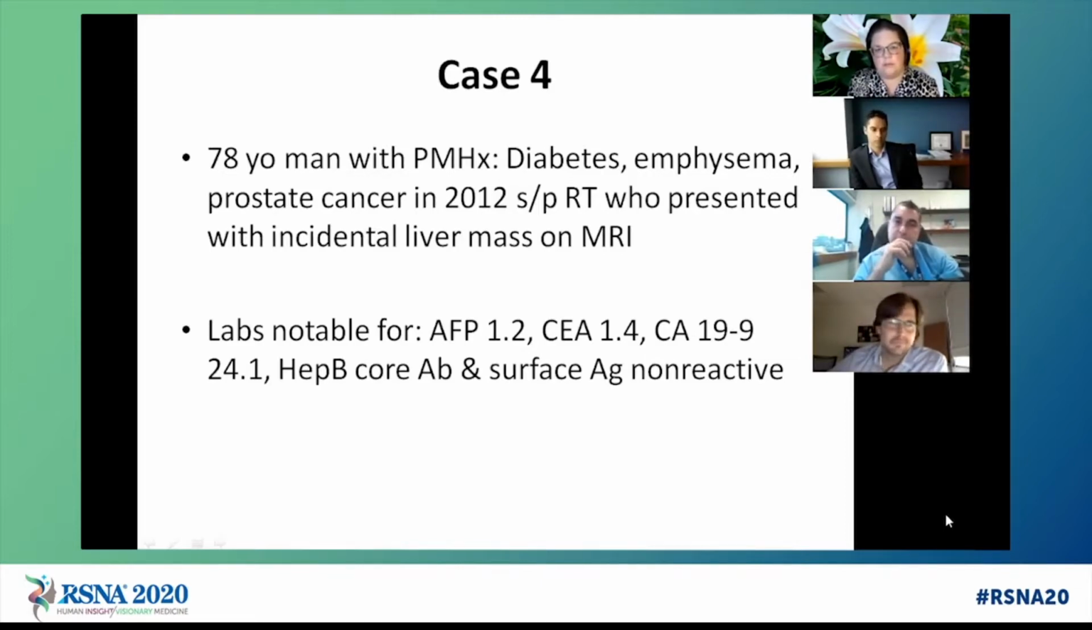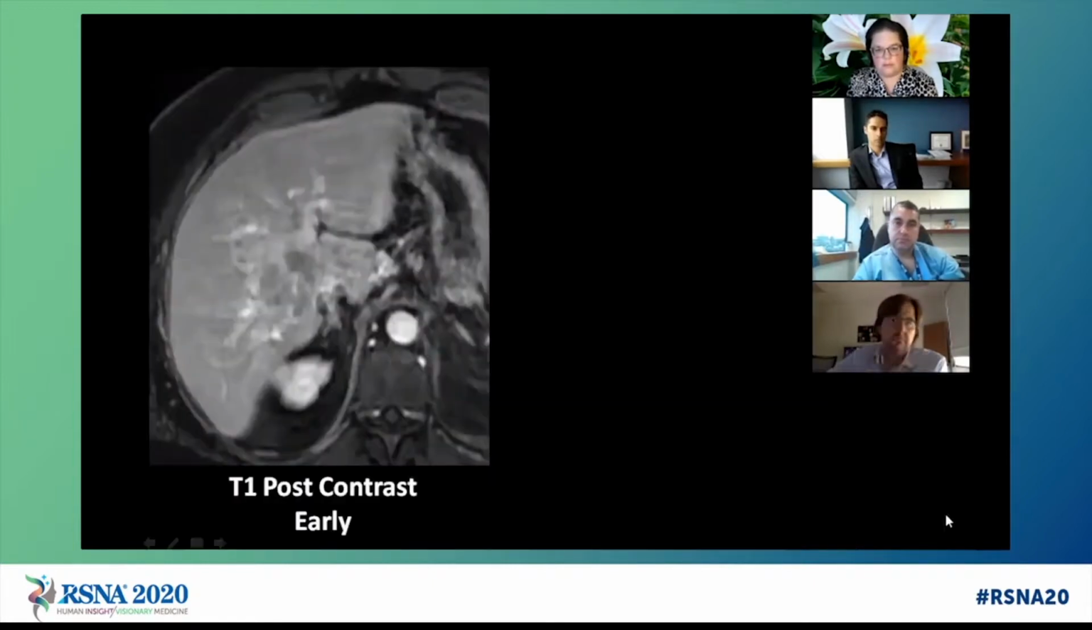A 78-year-old man with diabetes, emphysema, prostate cancer presented with an incidental liver mass on MRI, and his labs were notable for CA19-9 of 24, Hep B surface antigen and core antibody negative, AFP is 1.2. And this is what his imaging showed. Dr. Baer, if you don't mind.